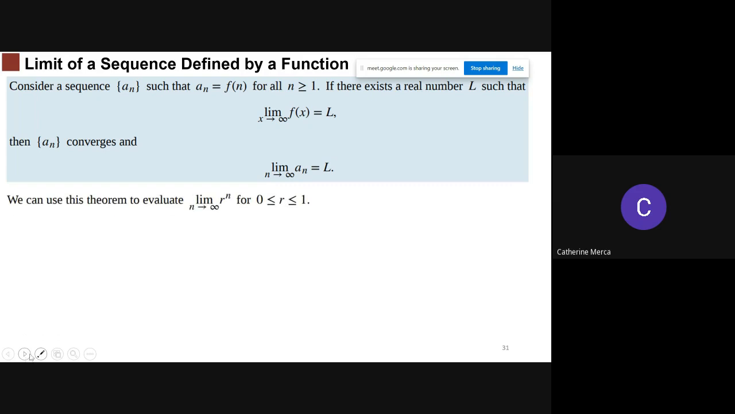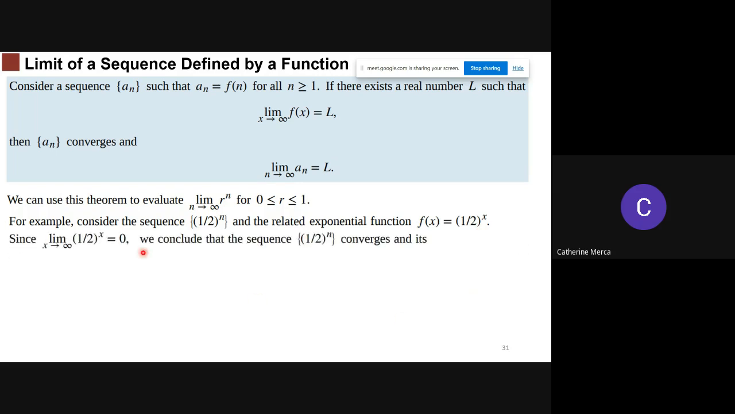Okay? Now, you can use this theorem to evaluate this. What is the limit of r to the n for r greater than or equal to 0 but less than or equal to 1? For example, consider 1 half to the n and also the related exponential function 1 half raised to the x. So the limit of 1 half to the x as x approaches infinity is equal to 0. So meaning to say, 1 half to the n converges and its limit is 0.